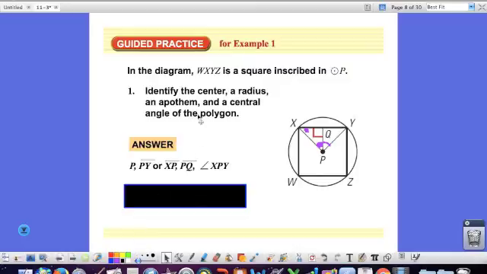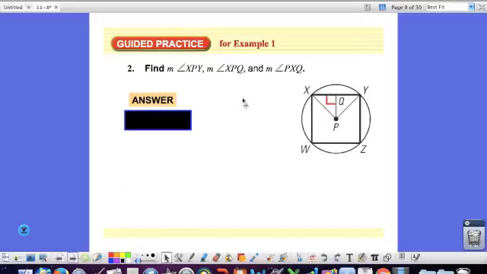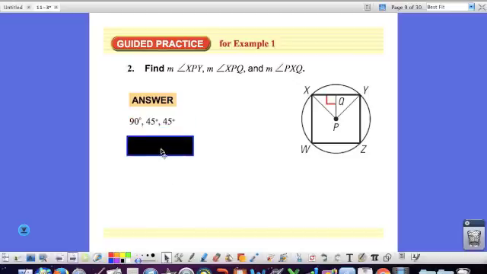Okay, they talked about the names here. So the center is P, a radius would be PY, another radius would be PX. The apothem is PQ, and the central angle is XPY. And then we went through it on the last problem because I did the wrong answer. XPY, the central angle is 90 degrees, and each of these is 45 degrees.